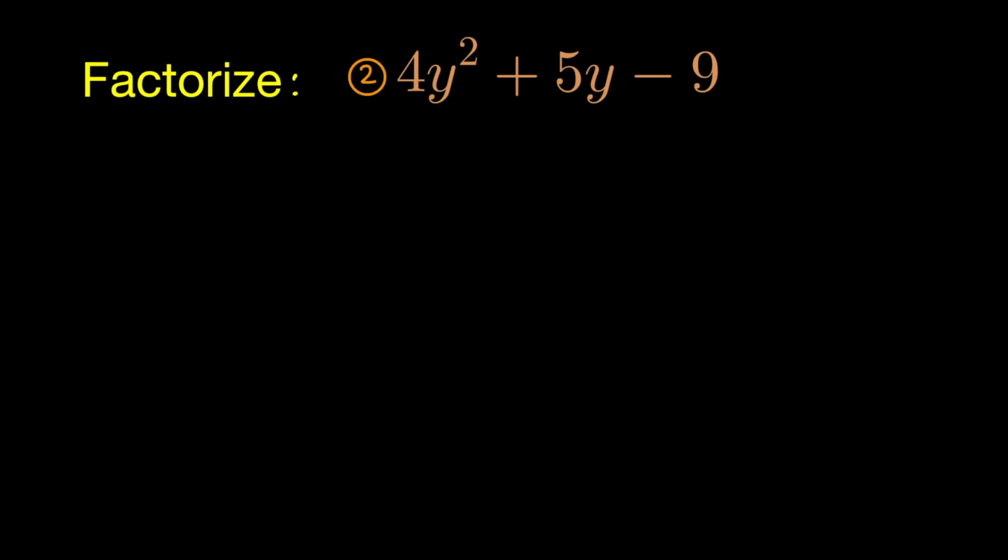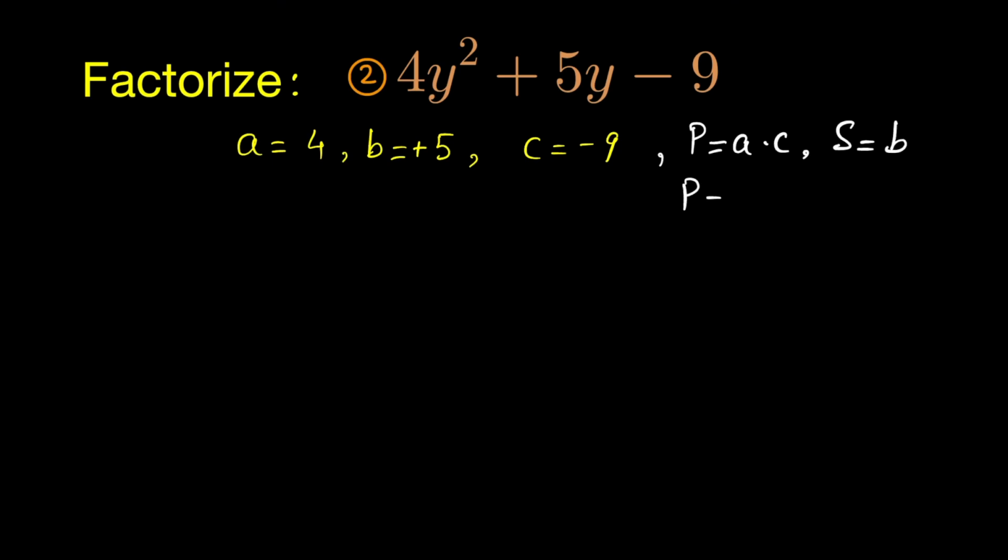Now the second example. Again we are supposed to factorize 4y square plus 5y minus 9. First step, as we always do, is to write the values of a, b and c. So a is 4, b is 5 and c is minus 9. If it is positive, no need to write, you can just ignore. And now after that we write product, so a times c, and sum is b.